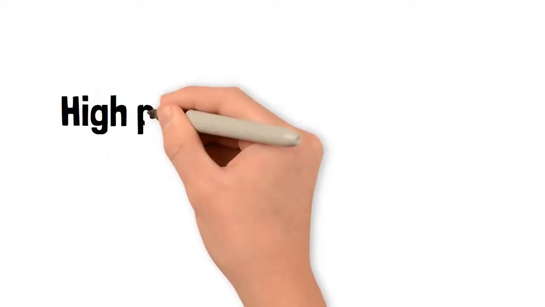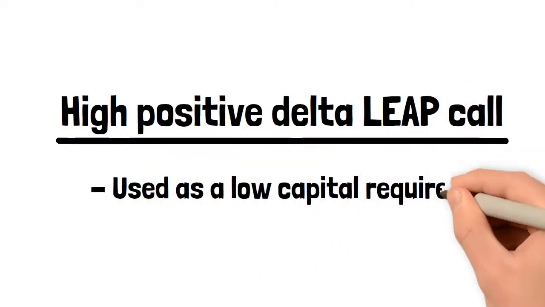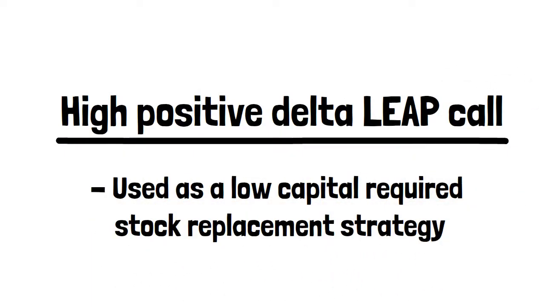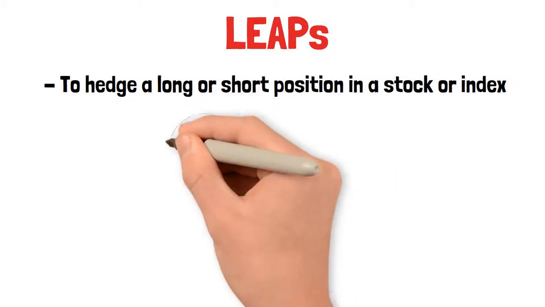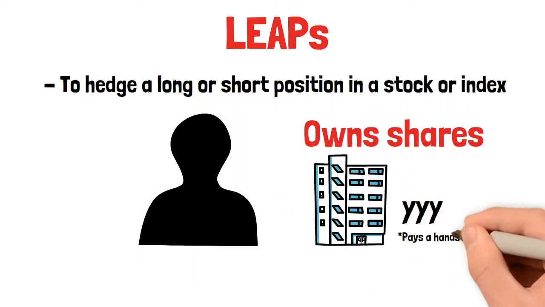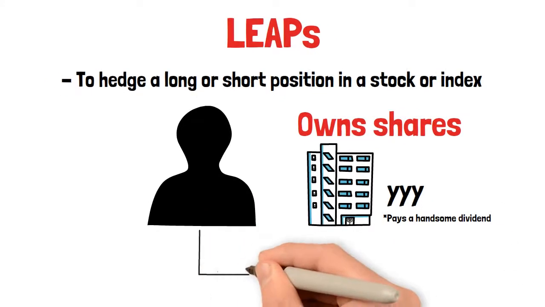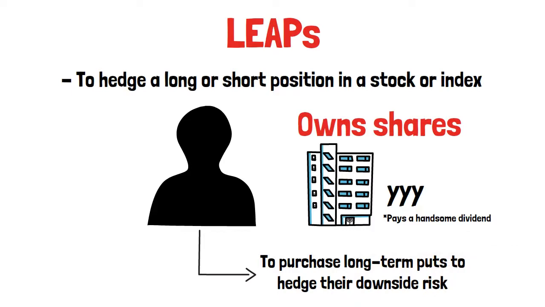In this way, a high positive delta LEAP call is often used as a low capital required stock replacement strategy. LEAPs may also be used to hedge a long or short position in a stock or index. If an investor owns shares in company YYY, which pays a handsome dividend, then he or she may look to purchase long-term puts to hedge their downside risk.